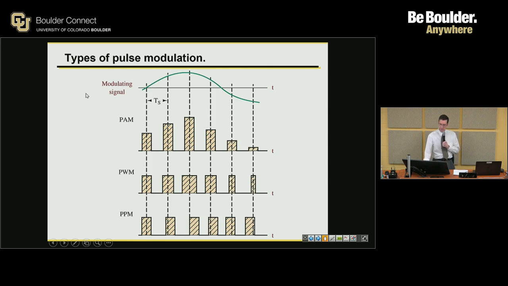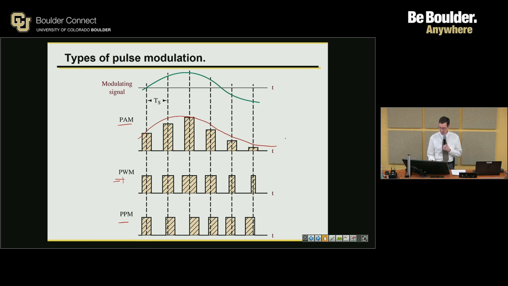So the next segment is on the different types of pulse modulation, which you guys correctly identified in your quiz. We've got pulse amplitude modulation, and pulse width, and pulse position modulation. So on the top, I've got my modulating signal, and then with pulse amplitude, all I'm doing is the sampling so that it corresponds to the amplitude of the modulating signal. It's just similar to AM, where I'm just looking at the amplitude.